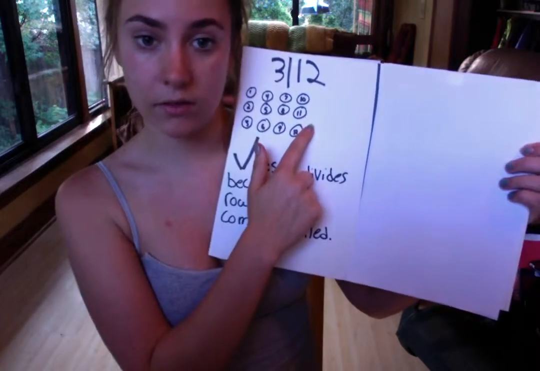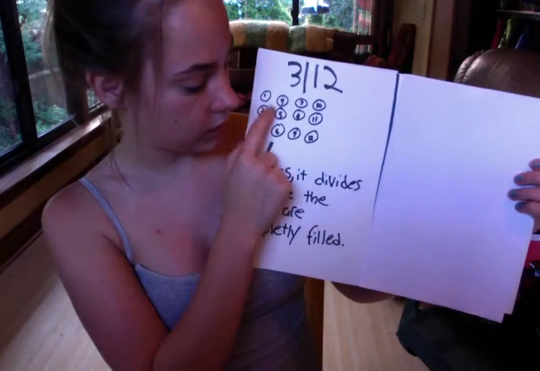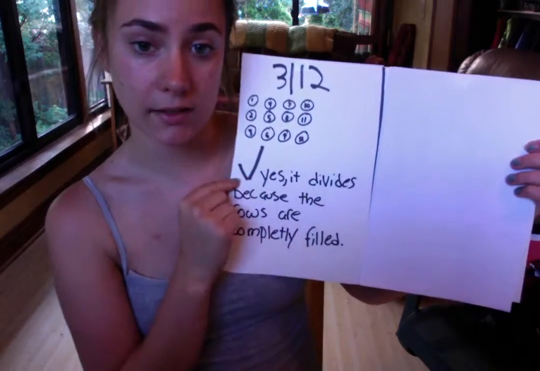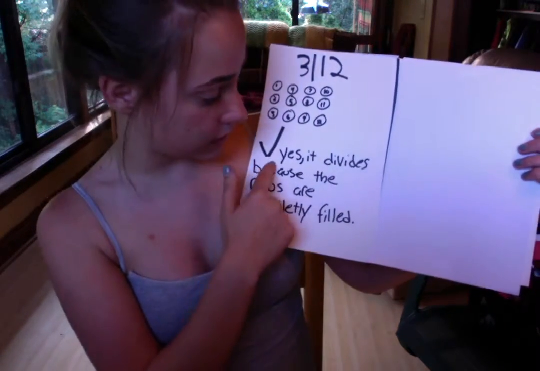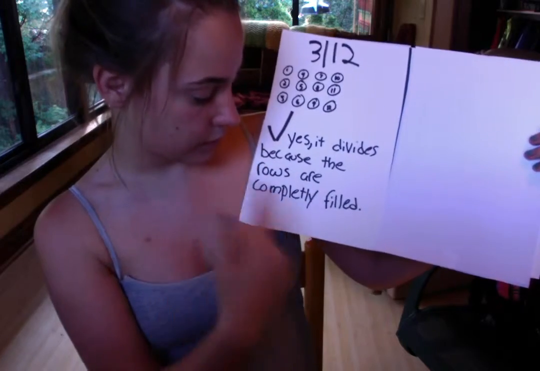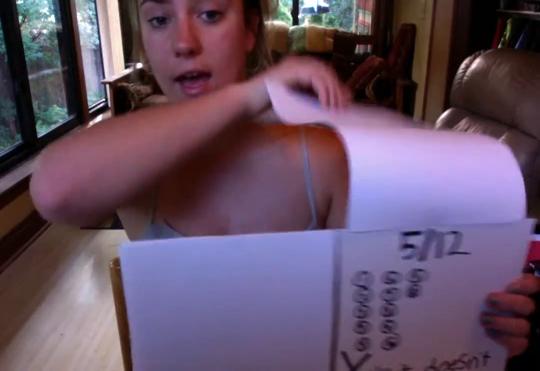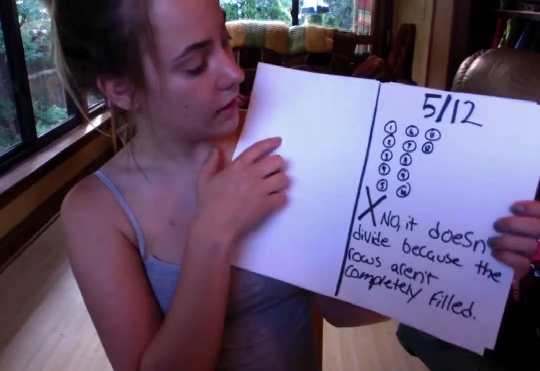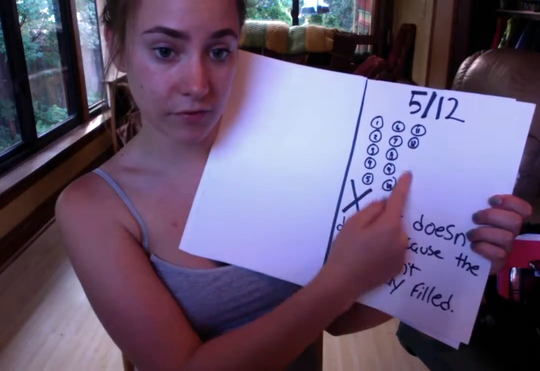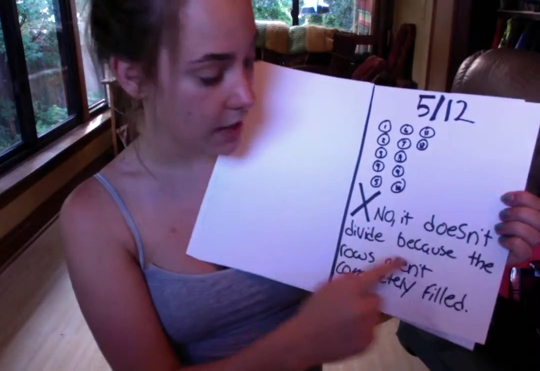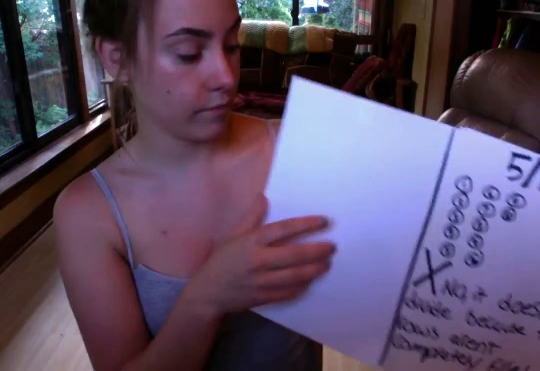3 divides 12. Here, we have our rows, which are 3. I've also numbered each of these so you can see that there are 12 dots. Since all these rows are completely filled out, you can see that yes, it divides. Next, we have 5 divides 12. As you can see, I have 5 rows, but this last row is not completely filled out. This means no, they do not divide because you are missing 3 here.